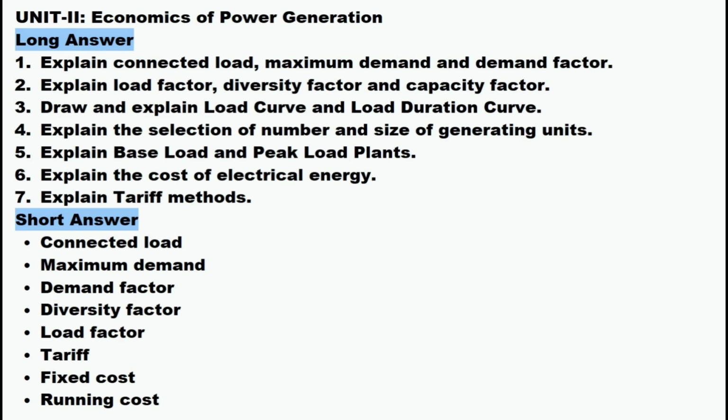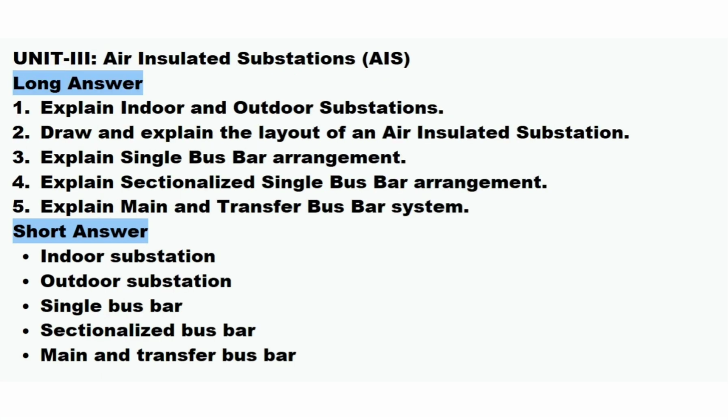Now moving to the short answer questions. Connected load, maximum demand, demand factor, diversity factor, load factor, tariff, fixed cost and running cost. Now moving to unit 3, air insulated substations, that is AIS. Here also I have mentioned the long answer questions.